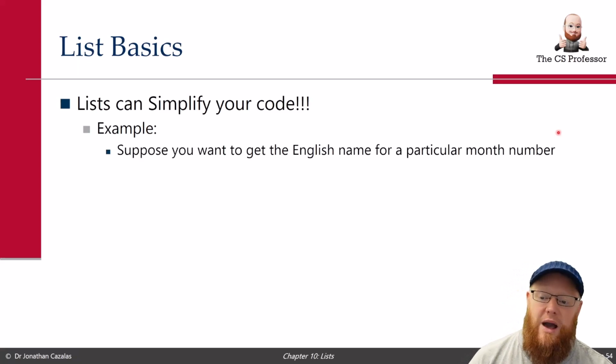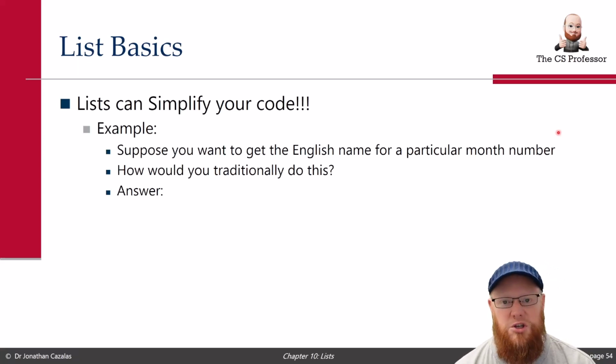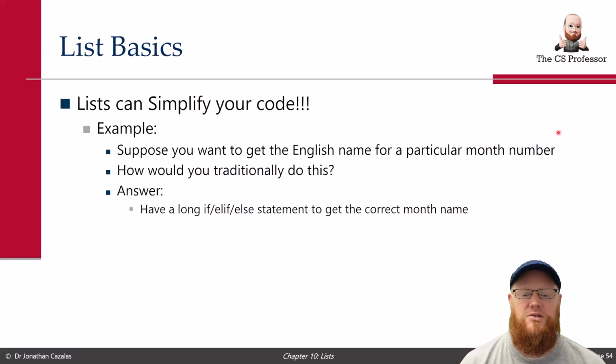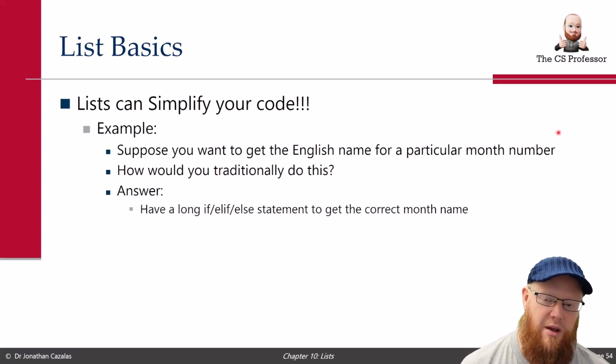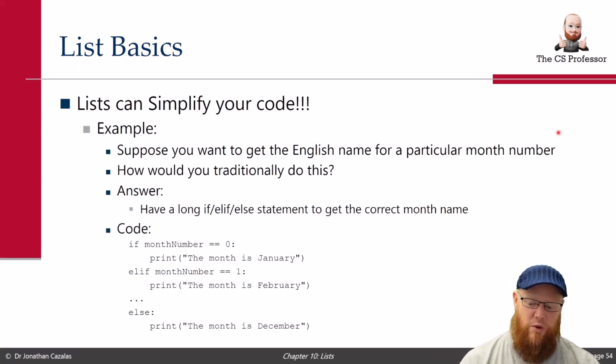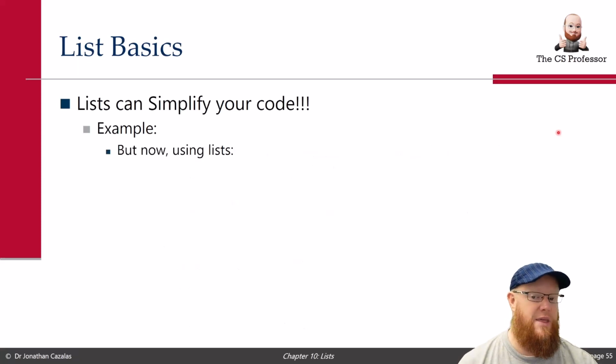Here's an example of how Python can simplify your code. What if you wanted to get the English name for a particular month number? So month 1, January, month 11, November, month 12, December, so on. You ask the user, enter a month number. They enter 3, and you want to print March. They enter 7, you want to print July. They enter 12, you want to print December. You would have this very long, nasty if-else statement to make that happen, right? That's hideous. What if you could do something else with lists?